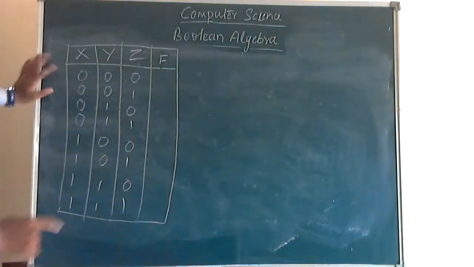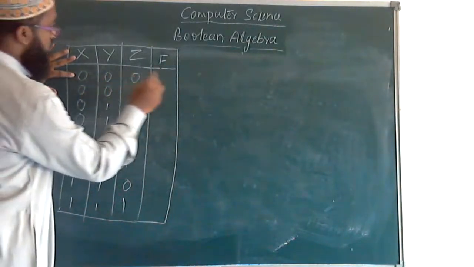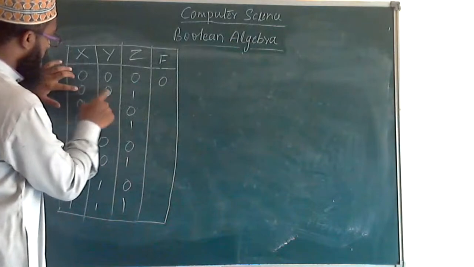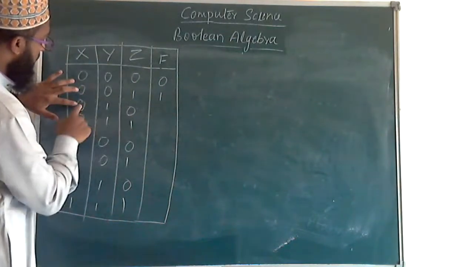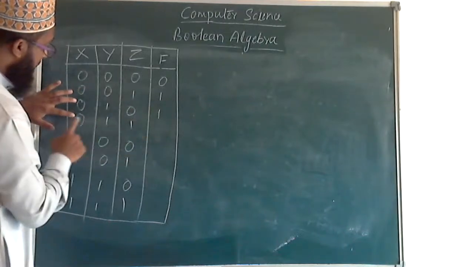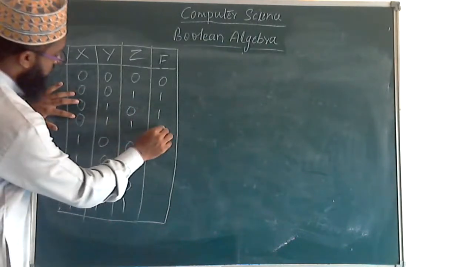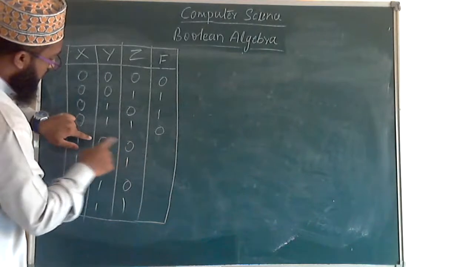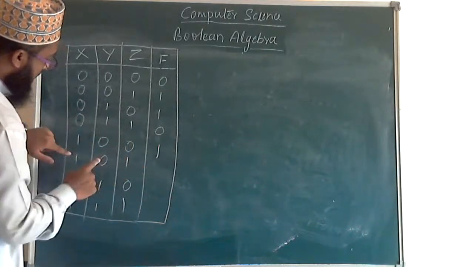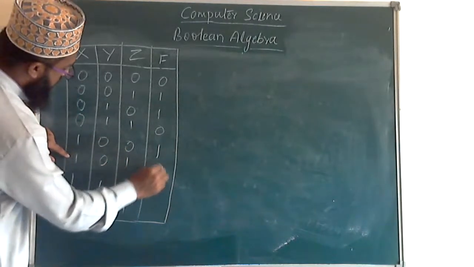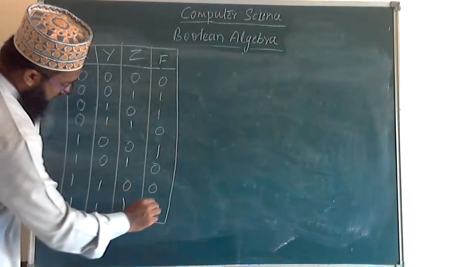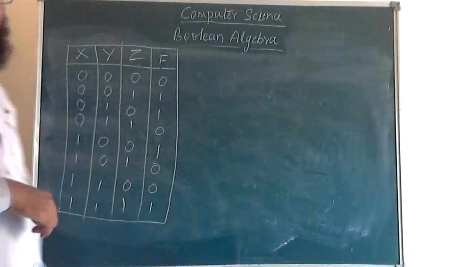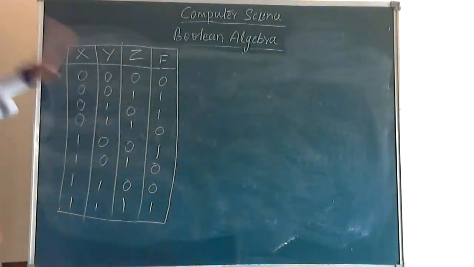Result is f. Here 3 are 0, so write 0. Here 2 zeros are there, so write 1. Here 2 zeros are there, write 1. Here only one zero is there, so write 0. Here two zeros are there, write 1. Here only one zero is there, so write 0. One zero is there, write 0. All are 1, then write 1. Like this, you have to create a truth table for SOP form.